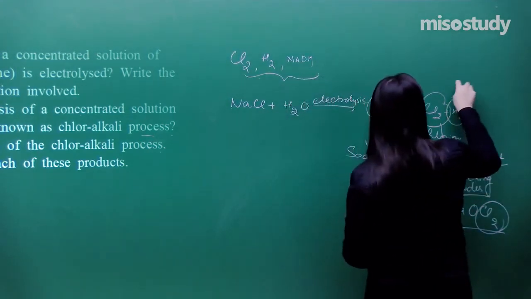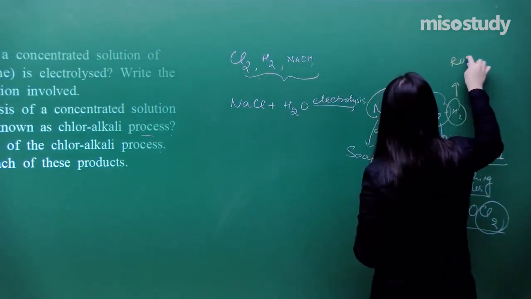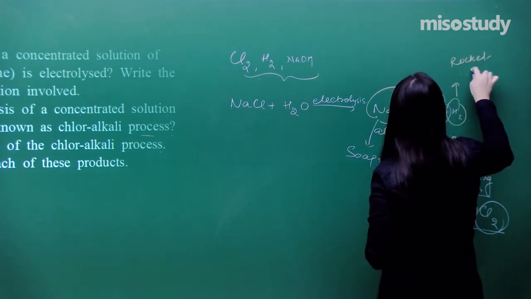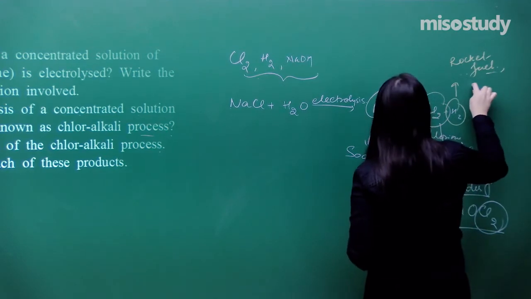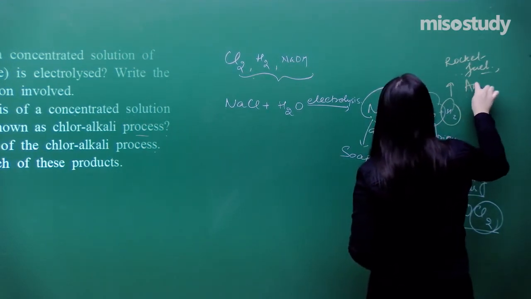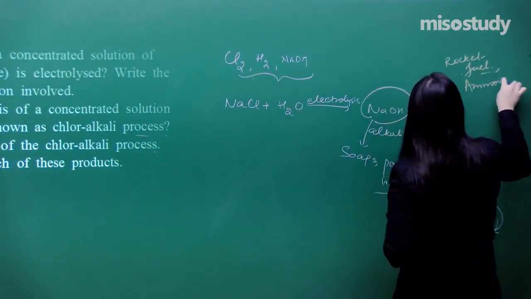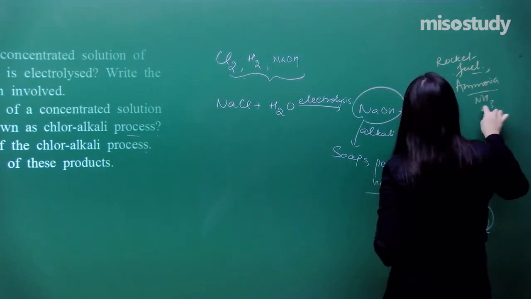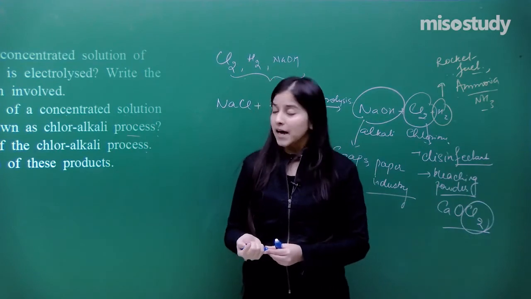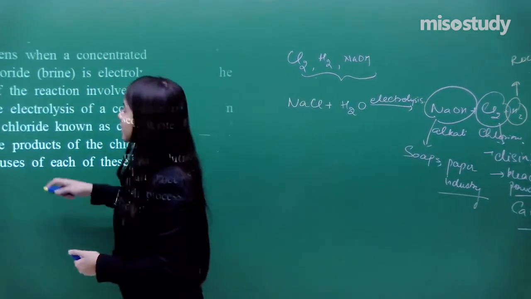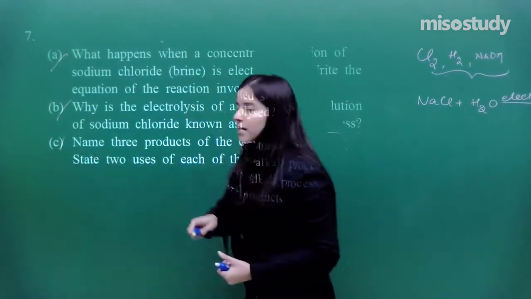Now, hydrogen can be used as a rocket fuel. It has a lot of energy and it is explosive as well. It can be used in the manufacture of ammonia as well. What is the ammonia formula? NH3. So, definitely hydrogen would have been involved in the process. And that completes question number 7. All the 3 parts are done.